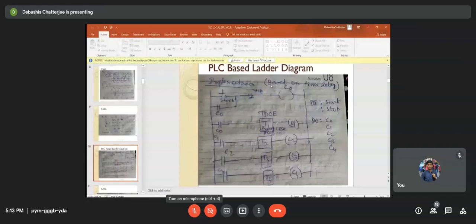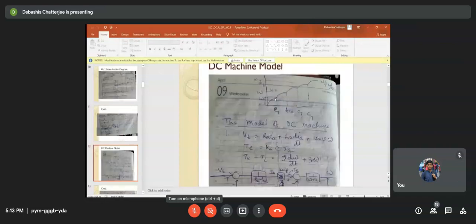So you can have some estimation based on your practical experience. Then T1 can be 1 second or 1.5 seconds, T2 could be 1.2 seconds, then T3 could be, say, 1 second, 0.9 second, like that, right? So based on the time sequences, you can just switch on the contactors. That is the first thing that has been given here.